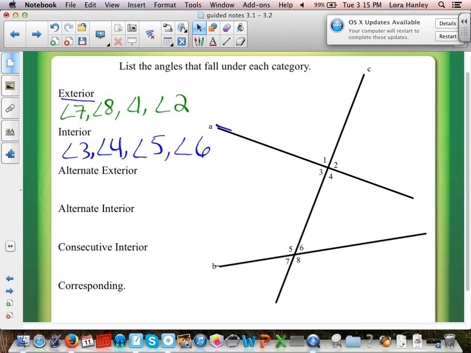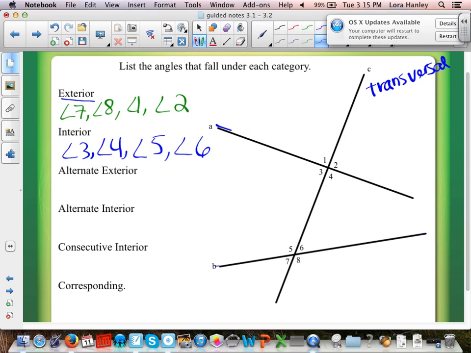Now we're going to get into some more specifics. The next thing we have is alternate exterior. Well, when we think of the word alternate, I think of opposite or alternating, okay? So alternate, we have to go across our transversal, and if you look at this picture here, C would be our transversal. So we want to go across that and be on the outside of those 2 lines, A and B.